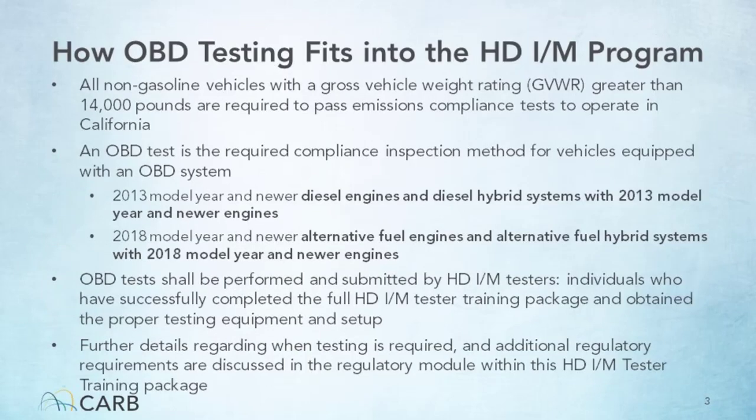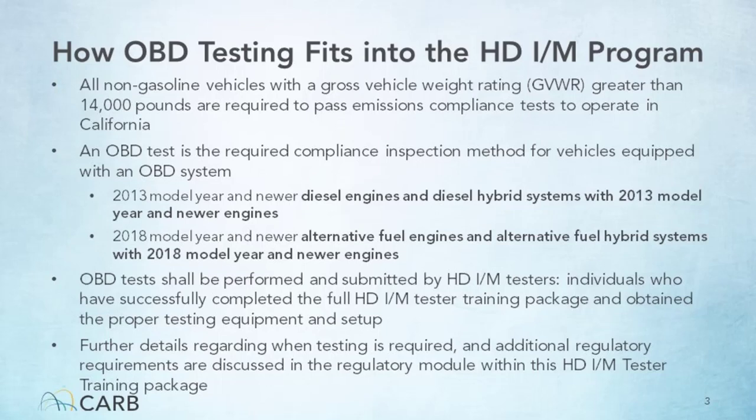The HDI&M program requires all non-gasoline vehicles with a gross vehicle weight rating, or GVWR, greater than 14,000 pounds to pass emissions compliance tests to operate in California. An OBD test is the required compliance inspection method for two groups of vehicles equipped with an OBD system.